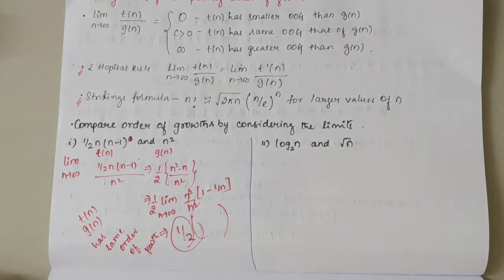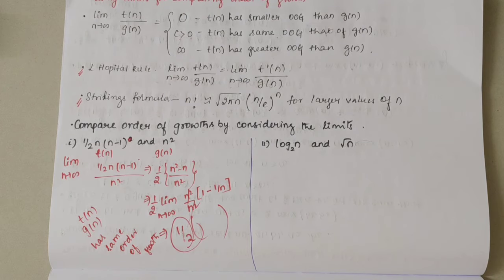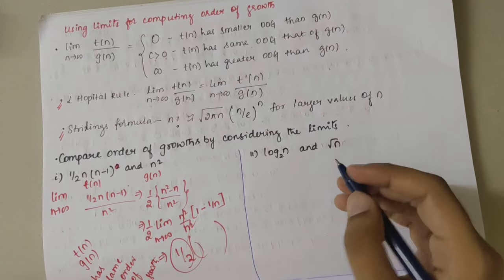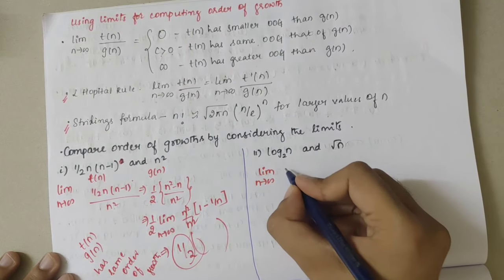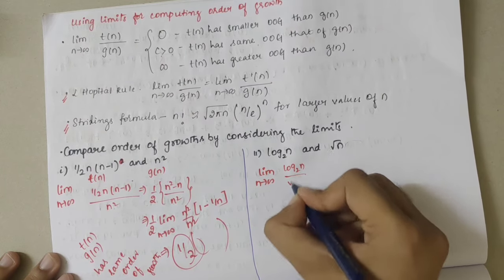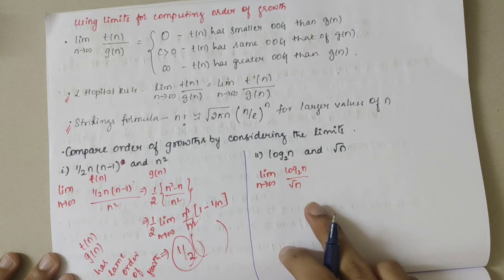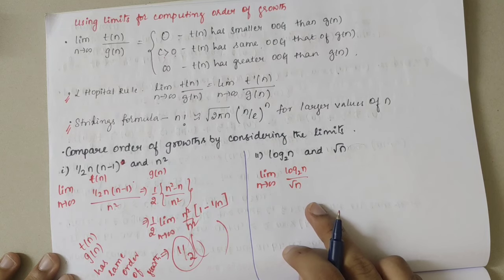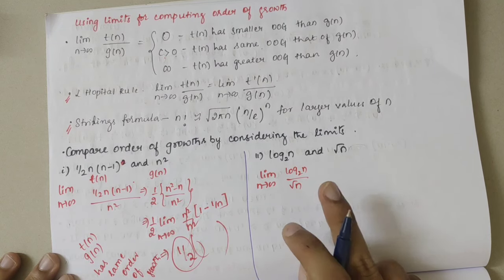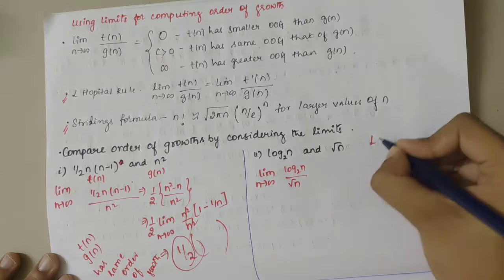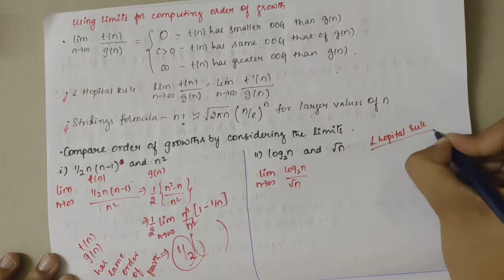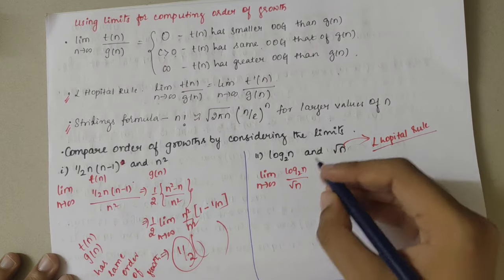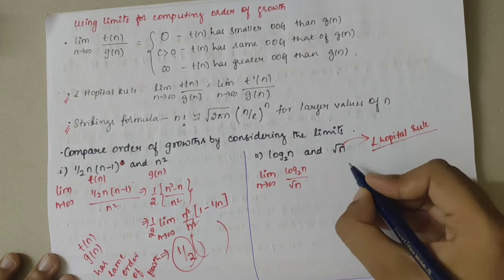Second, I have log to the base 2 and under root n. So in order to solve this, I'll write the limits initially, n tends to infinity. Whenever I have under root n in the below part, I can use L'Hopital rule. For this question, I'll be using L'Hopital rule.